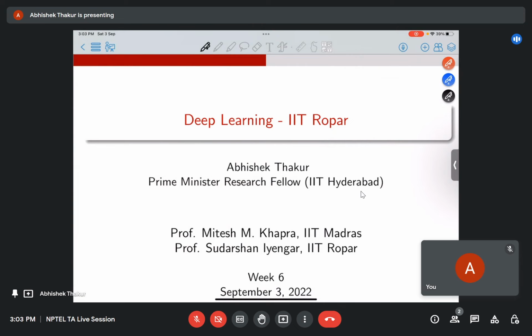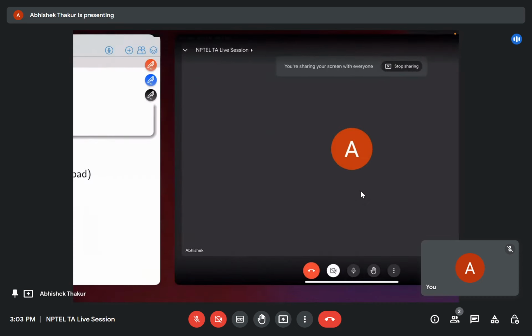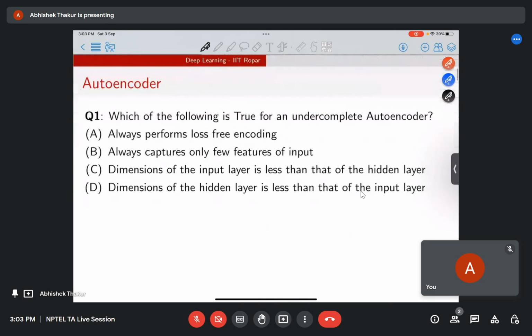So today is week six. We will discuss some of the important problems that were taught in week six of this course. We will start with autoencoders, the main topic covered this week. We'll start with the first question: which of the following is true for an undercomplete autoencoder?